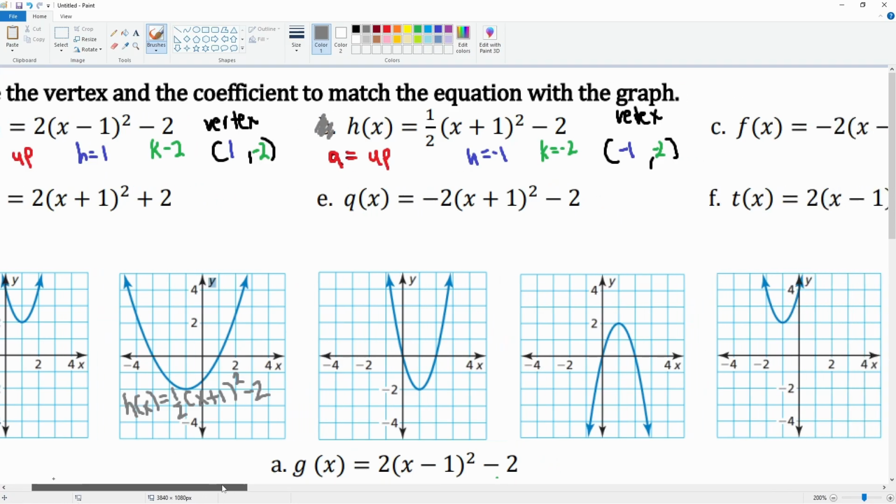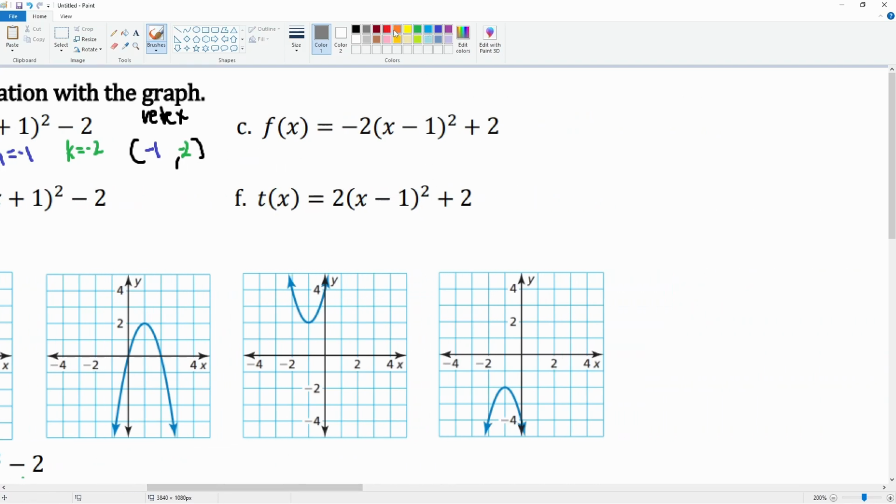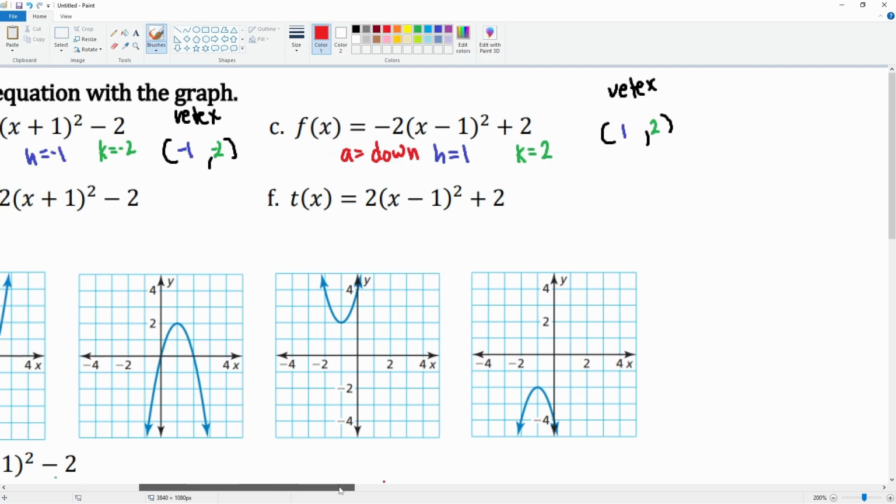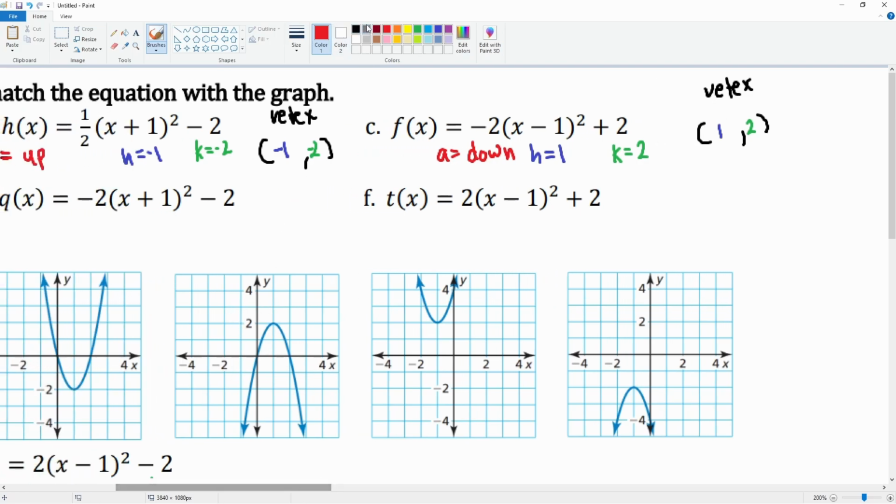Okay, and then let's do the next one. h is equal to 1, k is equal to 2. The vertex is the point 1 comma 2, and the a here is negative, so it's going to open down. So we want to look for that point 1 comma 2 that's opening down. It would be this one. This would be f of x is equal to -2 times (x minus 1) squared plus 2.